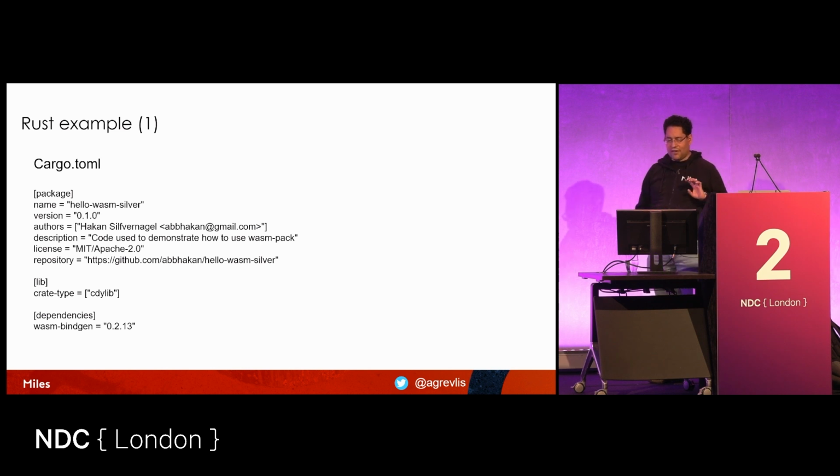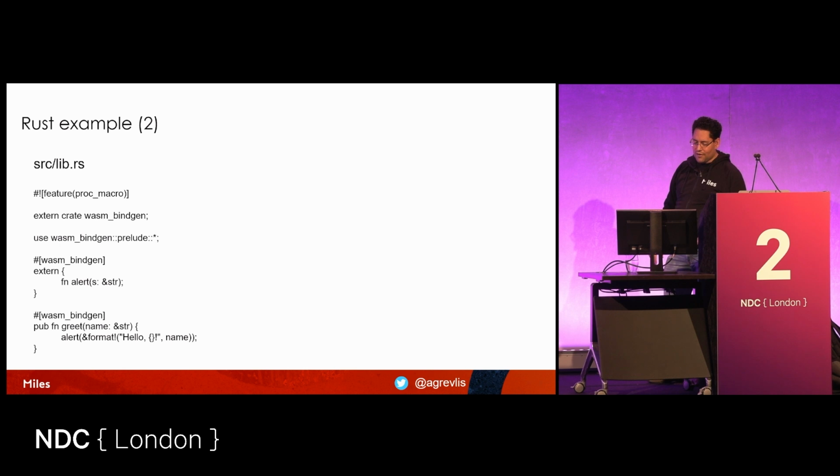So here again is an example of this package definition. We have called our package hello-wasm-silver, and we have an author, and we also have what type of library, what type of crate. So in this case, it needs to be defined as a cdylib. That's the type of crate that we're using here. And then we have a dependency here on wasm-bindgen. So again, this wasm-bindgen is the code that is sort of responsible for the communication from the outside world down to WebAssembly. So I usually call it the glue code.